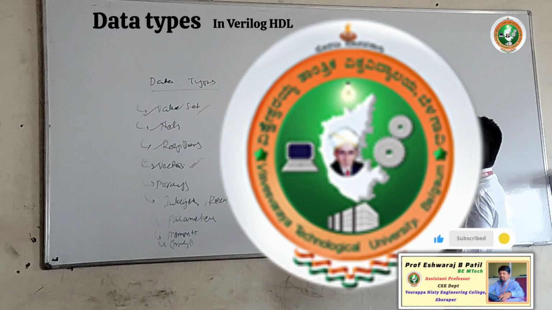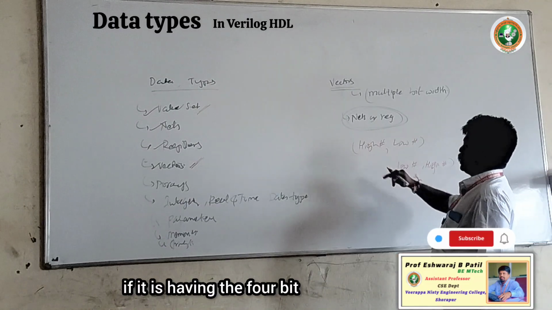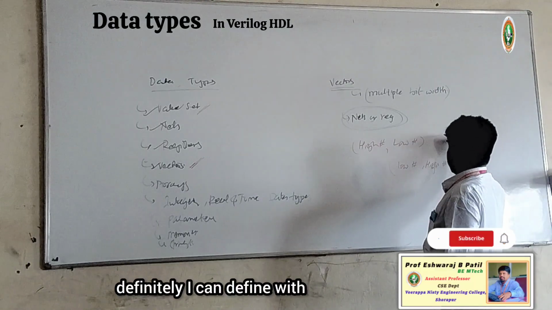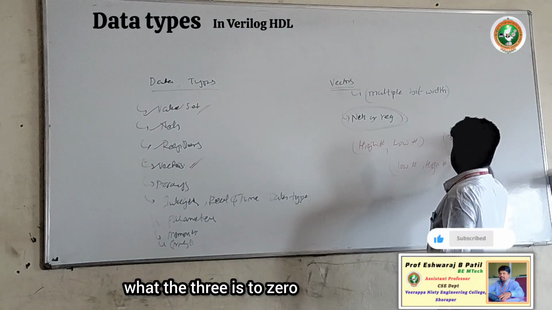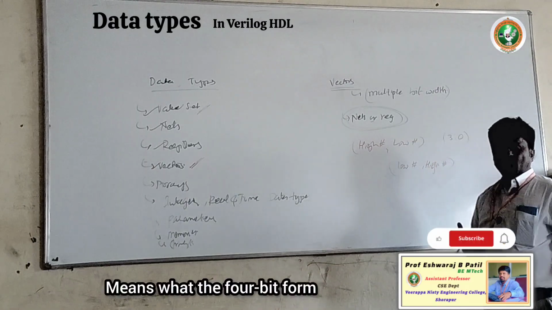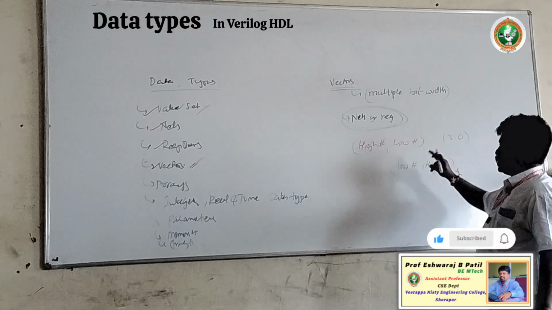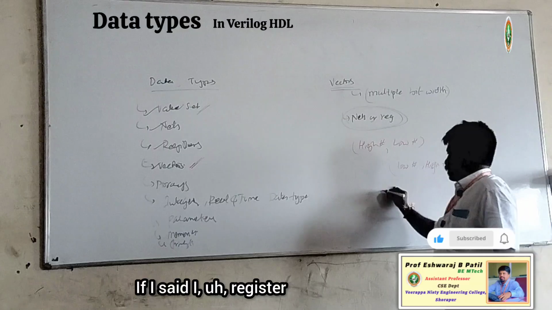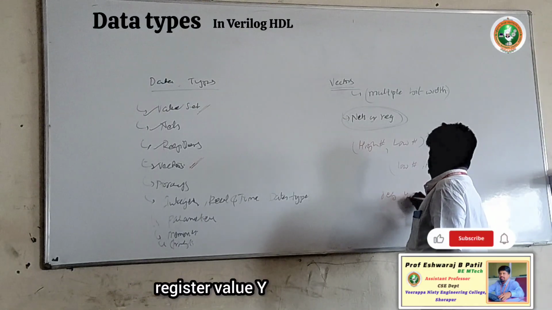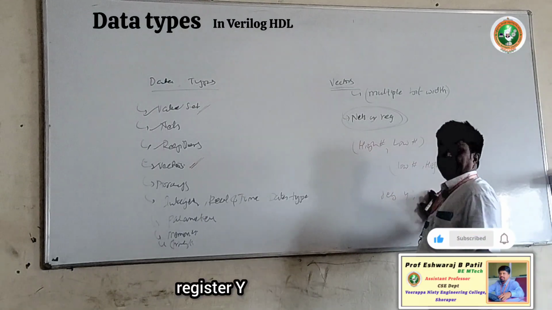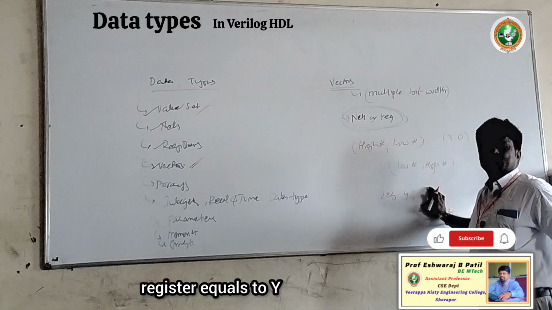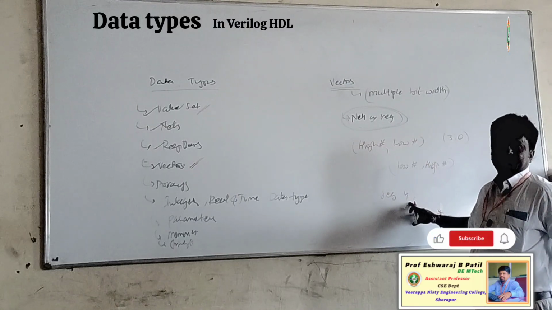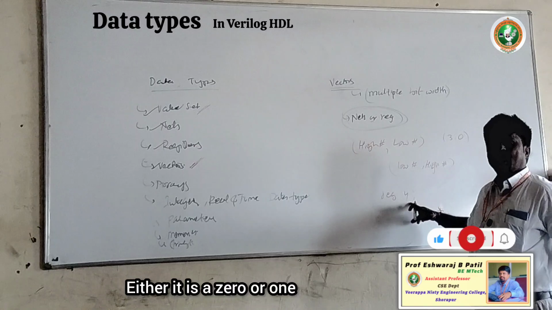It means that if the value is having 4 bits, and you want to send a 4-bit value, I can define it as 3:0, which is the 4-bit form. The wire register is having 4 bits of information. If I say reg y, a register equals y, then y can have which value? Either 0 or 1.